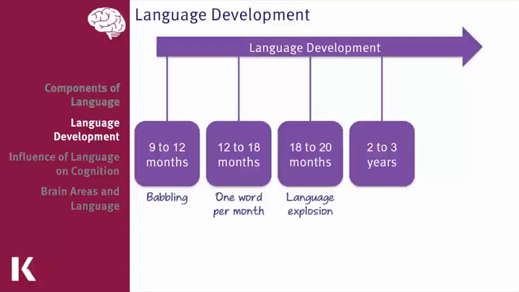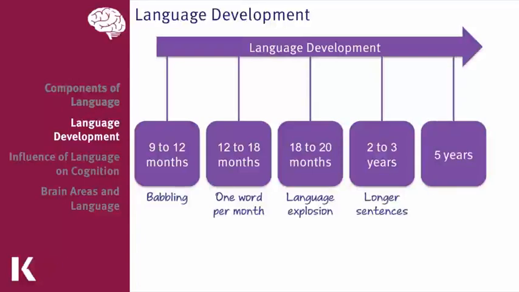At about 2 to 3 years, the child begins to learn longer sentences, usually of 3 words or more, that have more identifiable meanings. For example, the same child might now be pointing at an apple and saying, "I want that apple," a more coherent, identifiable meaning. And at 5 years, the child has mastered the rules of the language.